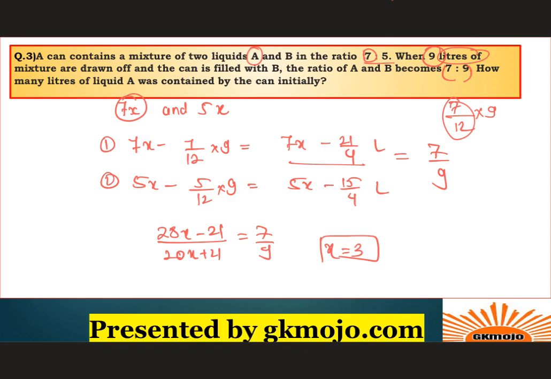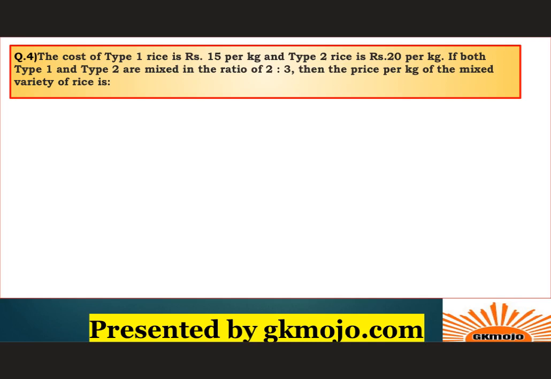So they have asked you, how many liters of liquid A was contained by the can initially? So initially it was 7x, the value of x is 3, so 7 3s are 21 liters. Let's have a look at the next question. The cost of type 1 rice is rupees 15 per kg, type 2 rice is rupees 20 per kg. So the first sentence itself tells us to use alligation. So I'll place the cheaper quantity over here, which is rupees 15 and rupees 20 over here. If both type 1 and type 2 are mixed in the ratio 2:3, so we have been given the quantity, then the price per kg of the mixed variety, so we have to find out this mean price.